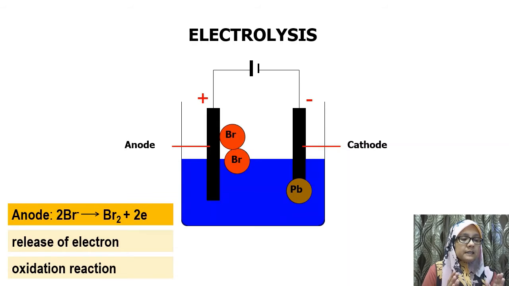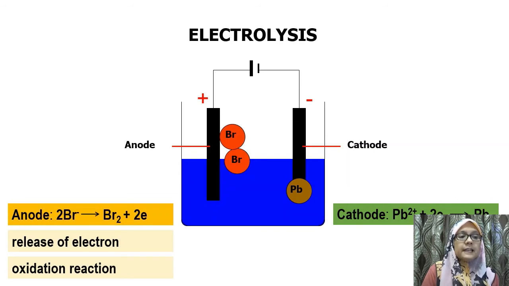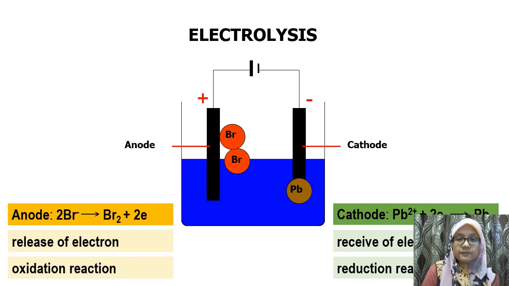At the same time, at the cathode, the lead ions receive the electrons to form lead atoms. Okay, when there is a receiving of electrons, the reduction reaction occurs. The electrode where the reduction reaction occurs is known as the cathode.